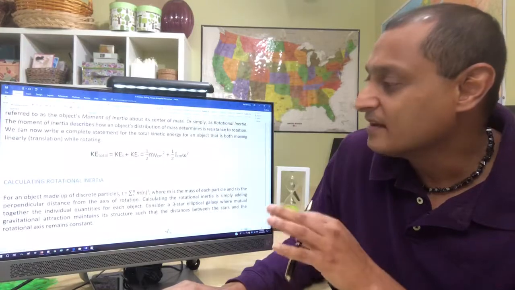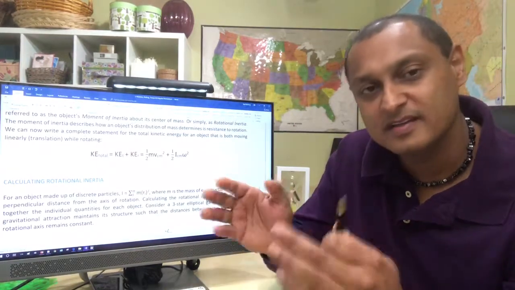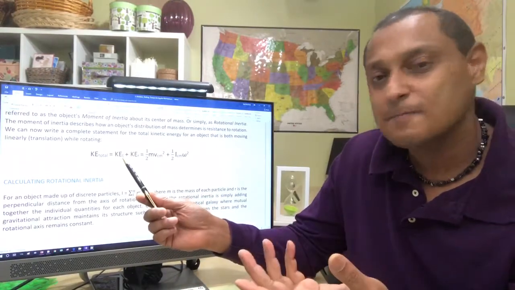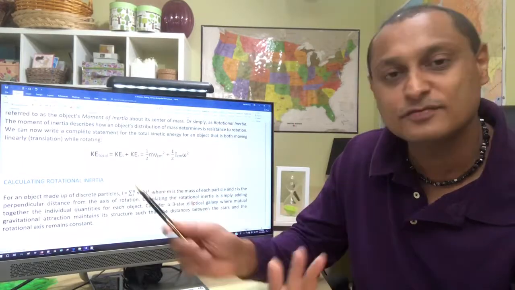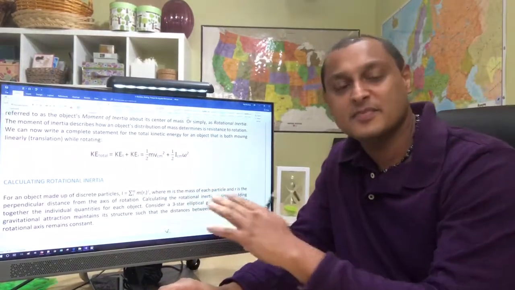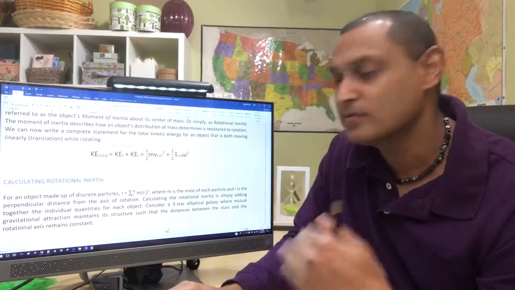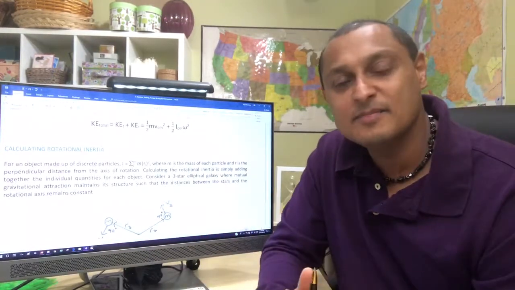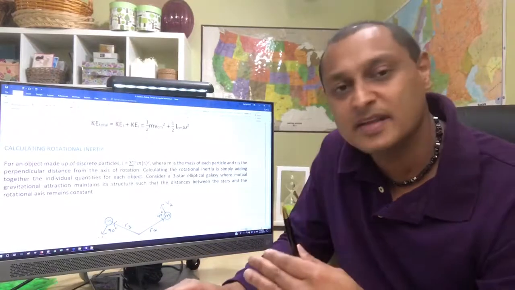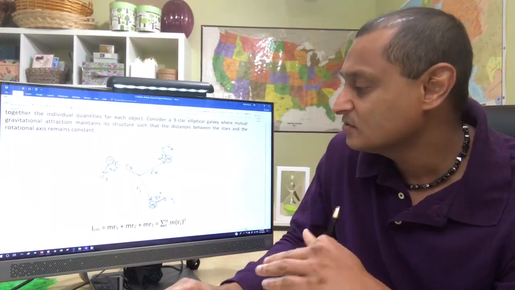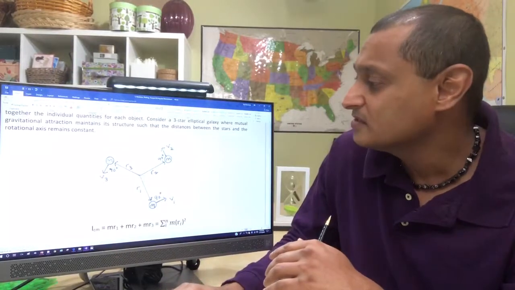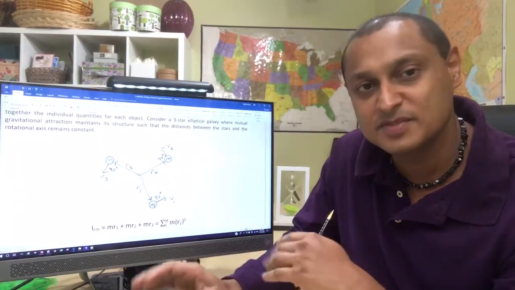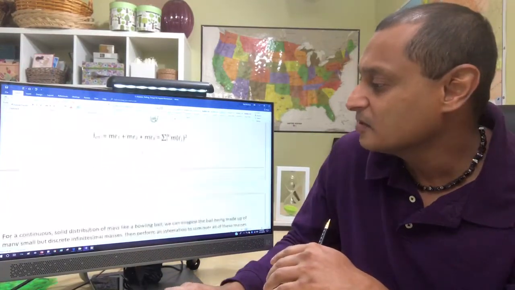And we can now write the total kinetic energy of an object that's both moving linearly and rotating in terms of its kinetic energy of translation plus its kinetic energy of rotation. So this is the complete expression for the kinetic energy of an object that's undergoing both linear and rotational motion. How do we calculate the moment of inertia? It sometimes gets quite complicated. We will limit ourselves to certain situations where the mathematics and the integrals are doable for this particular level of physics that we're talking about.